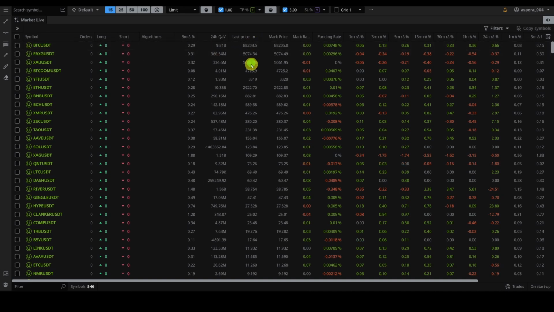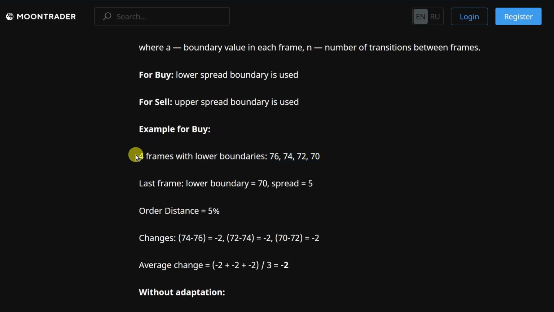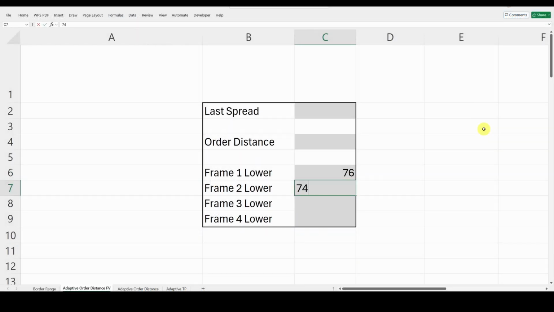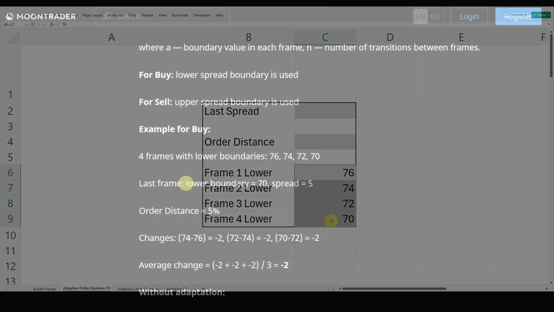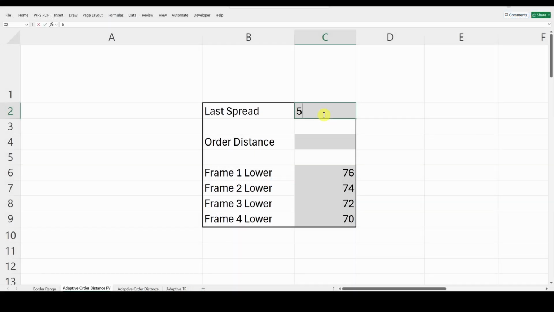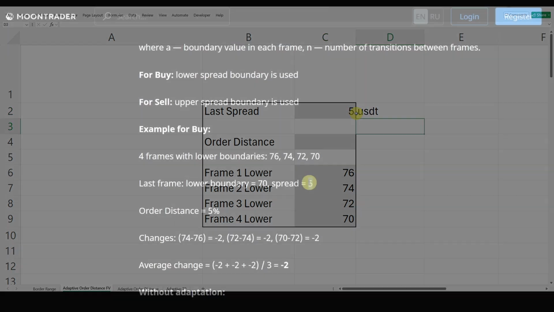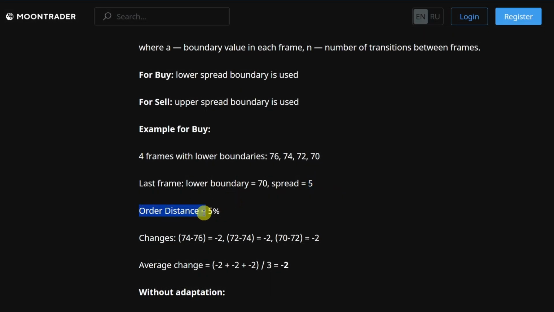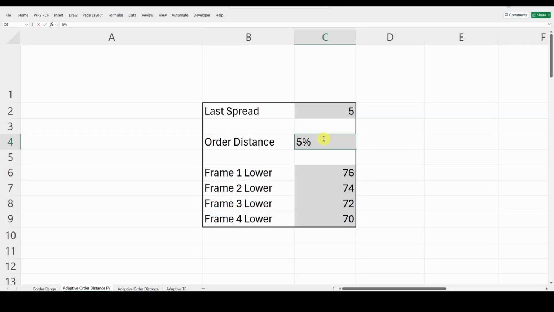Anyway, as the given inputs, we've got the lower boundary prices across 4 frames, 76, 74, 72, and 70, so steadily going down. Also, we have the spread of the last frame, which is 5. Not 5%, mind you, but 5 USDT. And we've got our order distance setting of 5%.